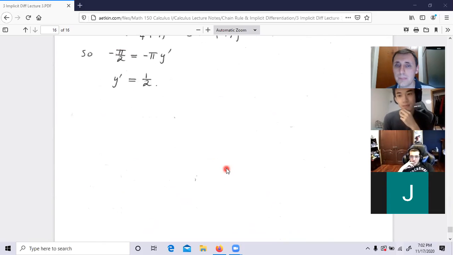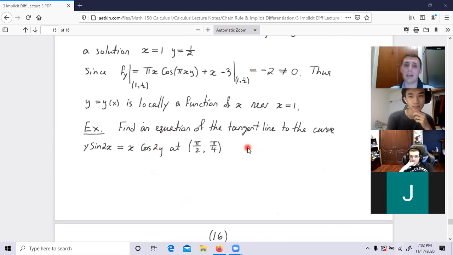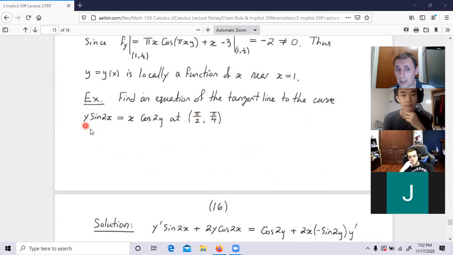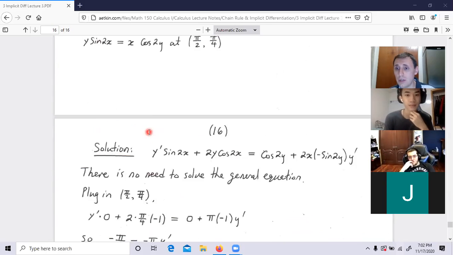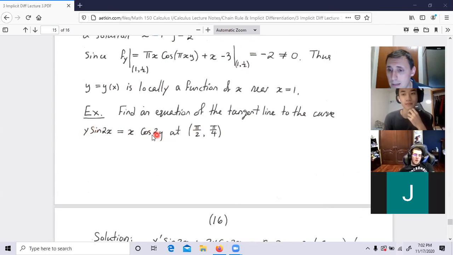Good. There are some more examples, but I want to move on. You see, here is an example where an equation is in terms of x and y. You use implicit differentiation, you plug in those values of x and y, you get the slope, and you get that y prime is 1/2, and then you know how to write the equation of the line. Make sense? All right, let's move on to the next topic.